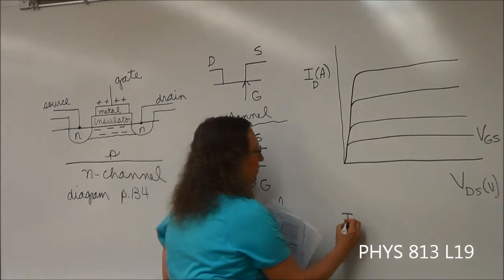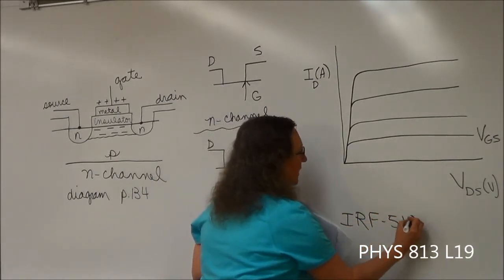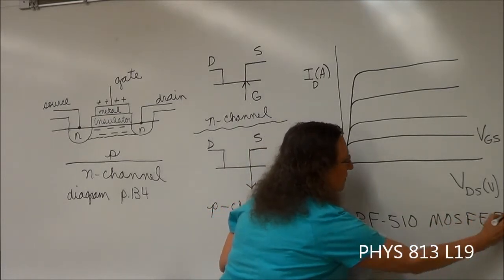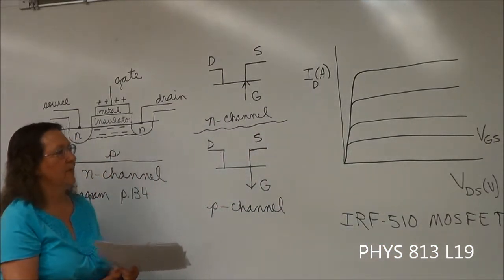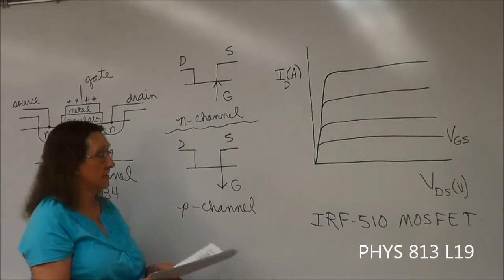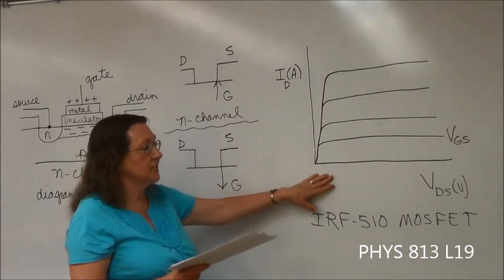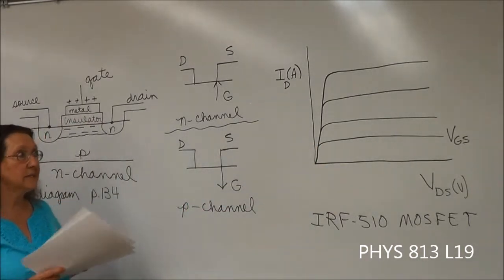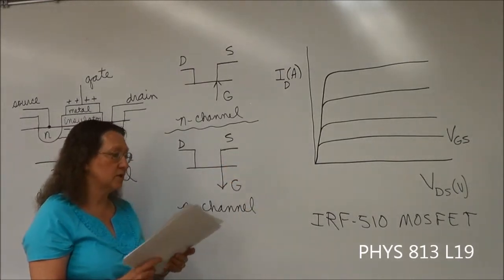You don't really need to remember that. It's an IRF510 MOSFET. Okay, so I typed that in, looked it up, and found a bunch of different things, found a lot of stuff about it. And I think I actually typed in characteristic curves for this, and I finally found a set of characteristic curves for this particular transistor.